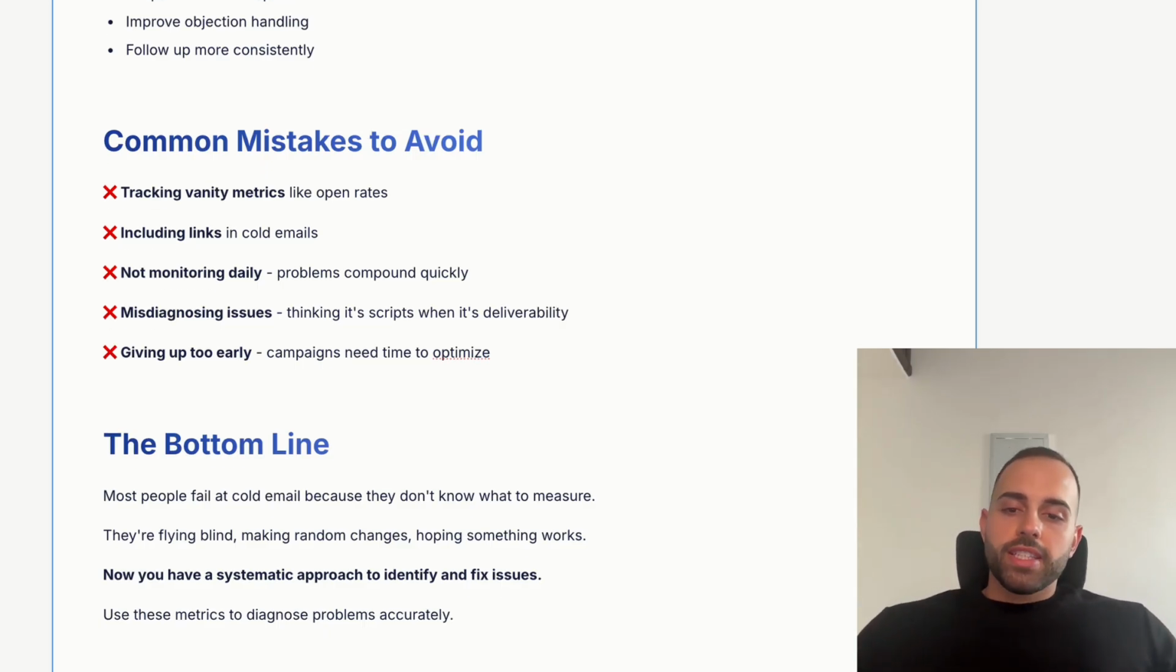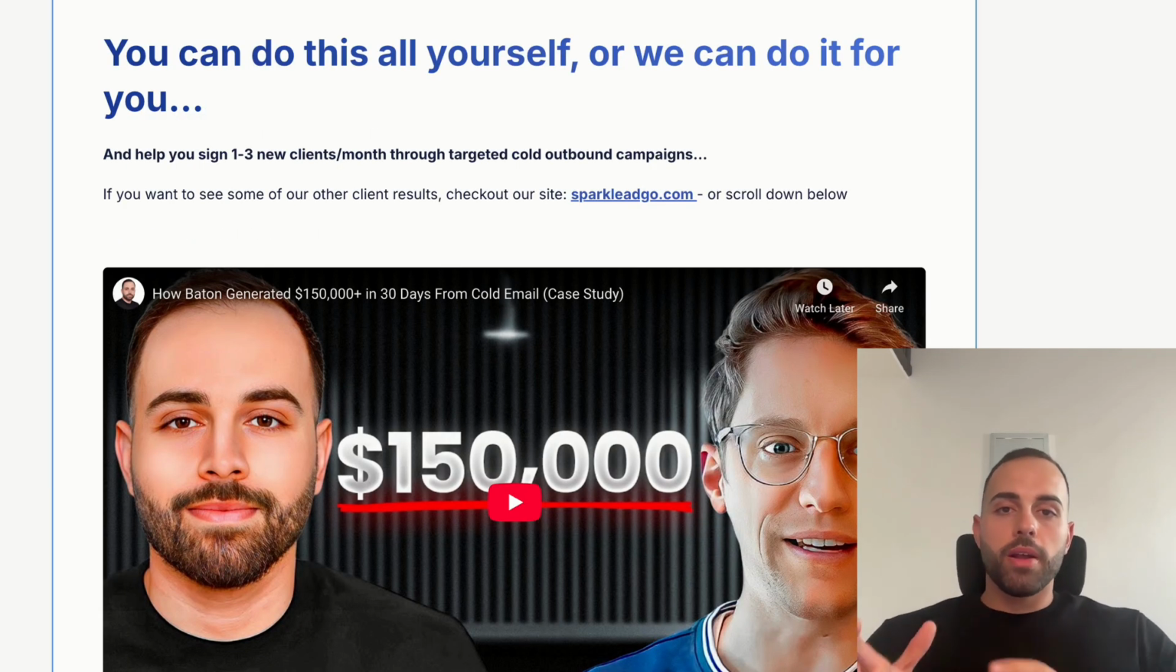So the bottom line here is that most people fail at cold email because they have no idea what to measure. They're flying blind, they're making random changes, and they're just hoping that something works out of all those random changes that they've made. Now, you have a systematic approach to identify and to fix issues with your cold email campaigns. So now you can use these metrics to your advantage to diagnose all the problems accurately and find the most relevant solutions.